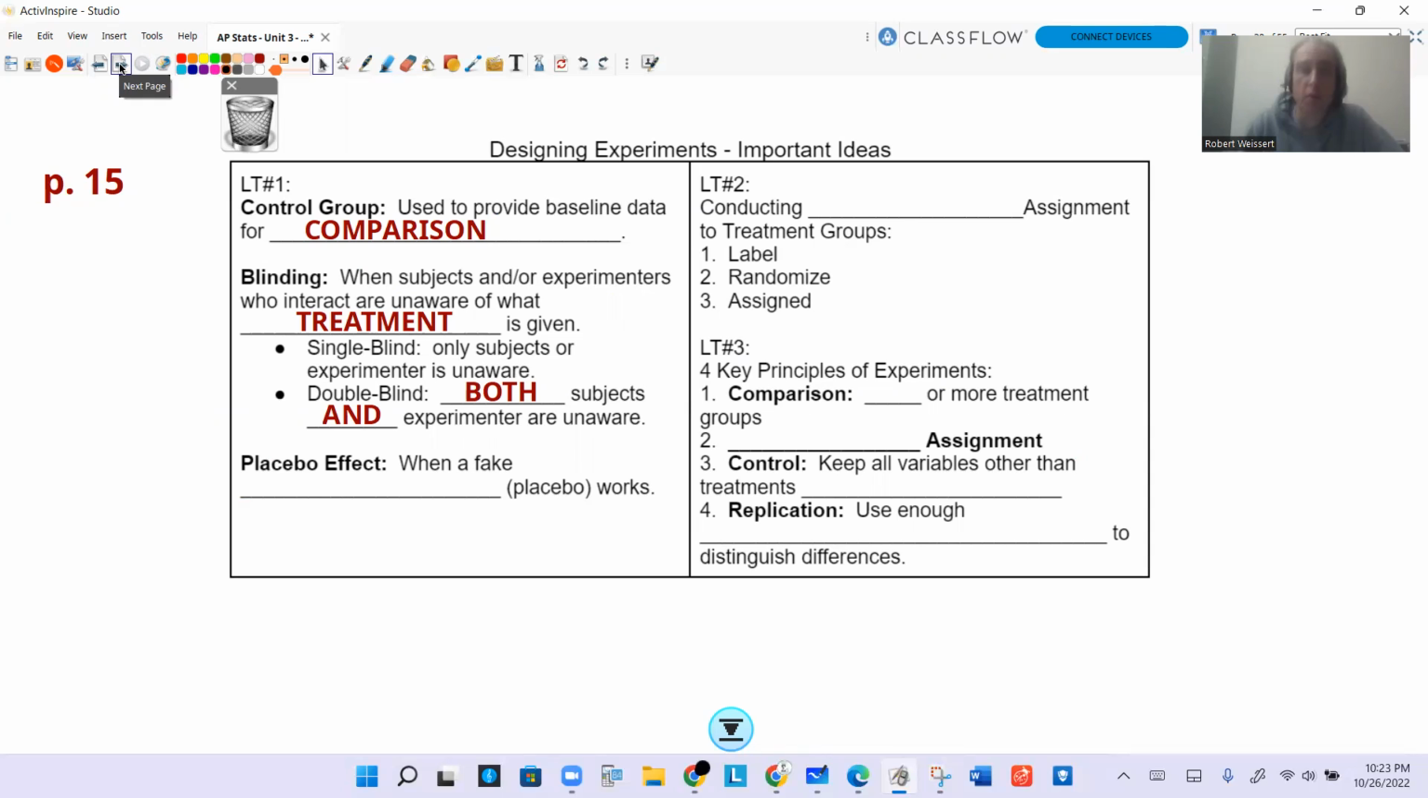Placebo effect, of course, is when a fake treatment works. Okay, caffeine-free Coke miraculously made them more energetic because I think they thought they were getting caffeine.